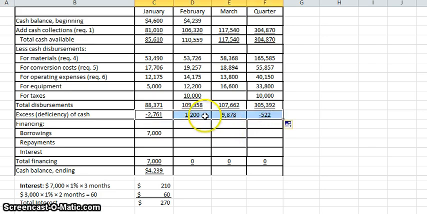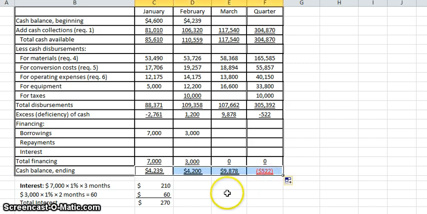All right, we've got $1,200, but we need to have $4,000. But we can't just borrow $2,800. We're going to have to borrow $3,000. So that we end up with the $4,000 that we need at the end. And let's copy this one all the way across. So we've got $4,200 at the end.